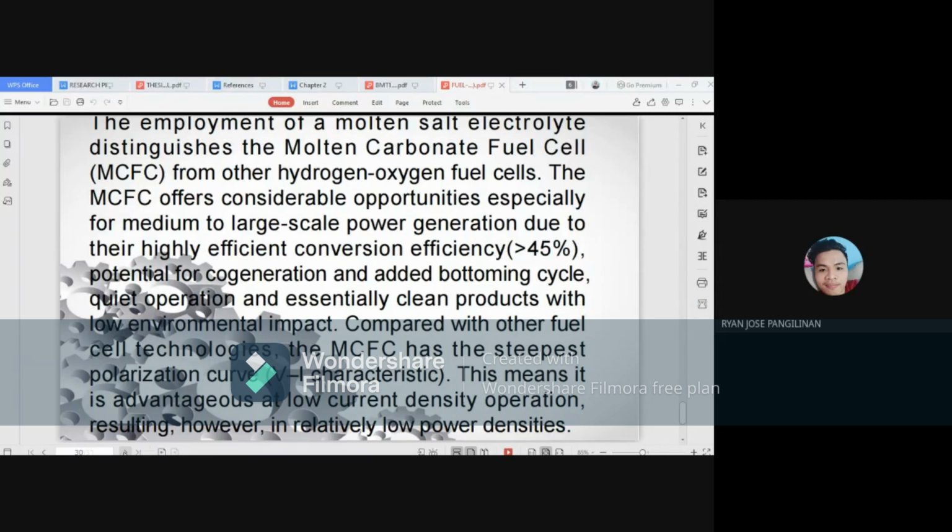Compared with other fuel cell technologies, the MCFC has the steepest polarization curve. This means it is advantageous at lower current densities operations, resulting in relatively low power densities.